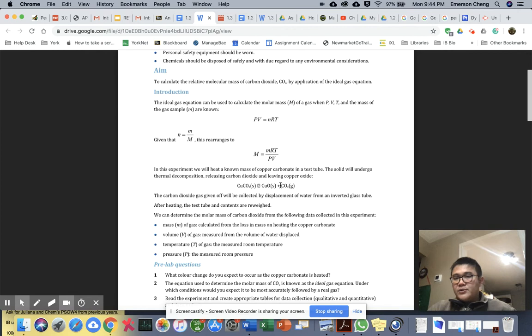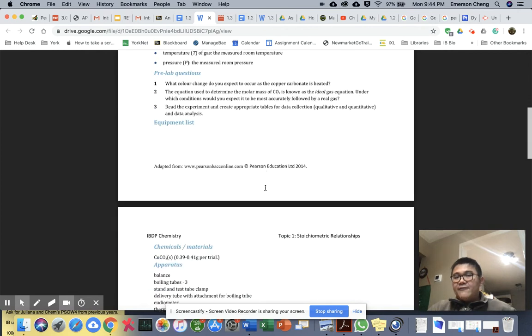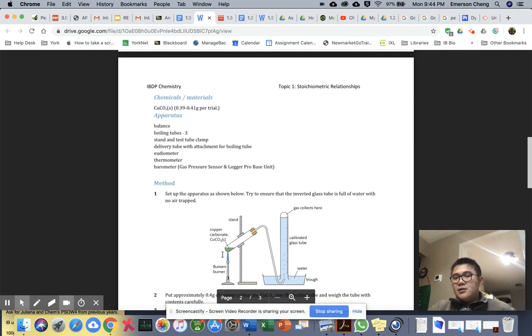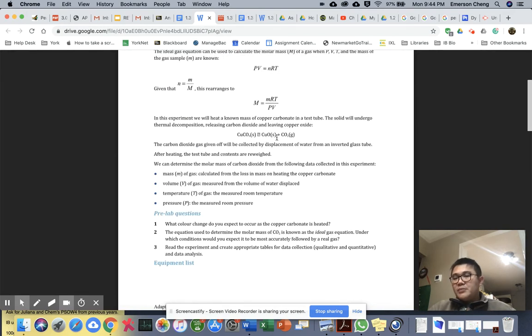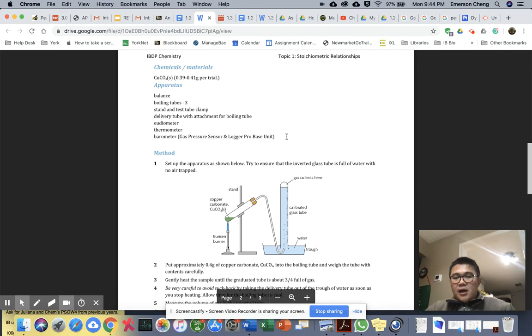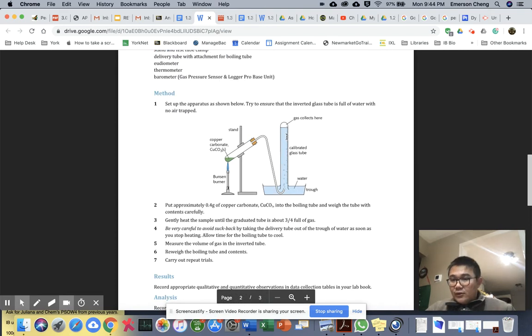In terms of the stuff inside here, you will still have a mixture: copper carbonate that is not heated, and some copper oxide that is formed. But the mass loss is entirely CO2. So you can use this to calculate the molar mass. That's how you do the calculation.